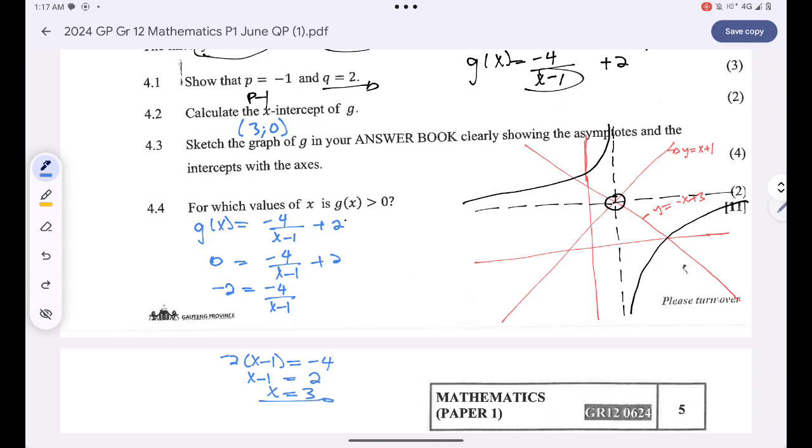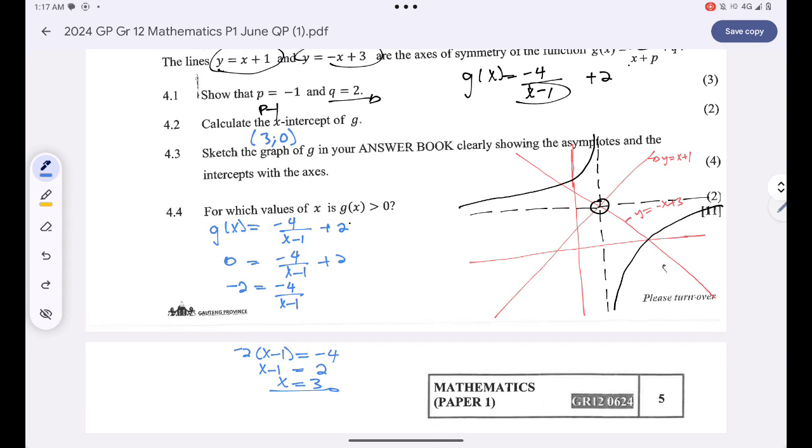And then question 4.3, they want us to sketch the graph of g in our answer book, clearly showing the asymptotes and the intercepts with the axes. So we have already drawn our graph. The only thing that we need to remove is the axes of symmetry over there. This is our graph. I know that the x value there, I just found it to be equal to 3.